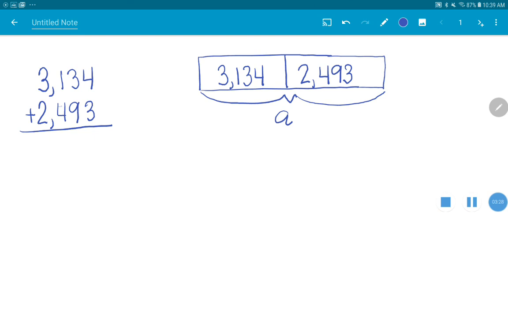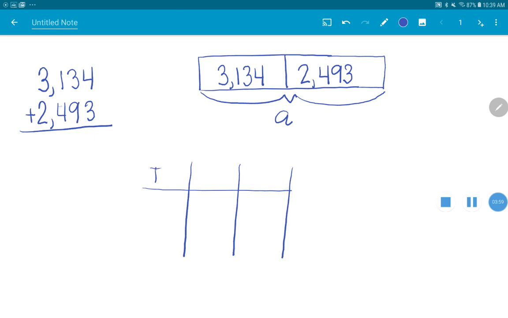We could all just use the standard algorithm and add our ones, our tens, our hundreds, our thousands. We all know, everybody's confident in how to do that. But just real quickly, I'm going to sketch out a place value chart. And you have one already on your work mat. In this problem, we have thousands, hundreds, tens, and ones. So those are the place values that I'm going to use.